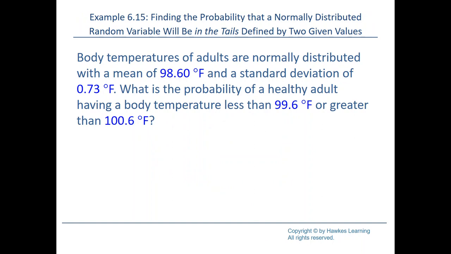So the body temperatures of adults are normally distributed with a mean of 98.6 degrees Fahrenheit and a standard deviation of 0.73 degrees Fahrenheit. What is the probability that a healthy adult has a body temperature less than 99.6 degrees or greater than 100.6 degrees? Okay. Again, I'm noticing that I have less than some number or greater than some other number.